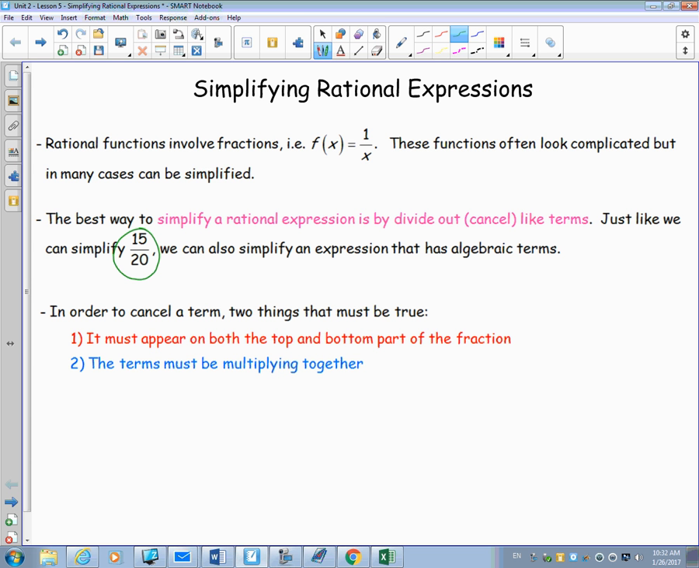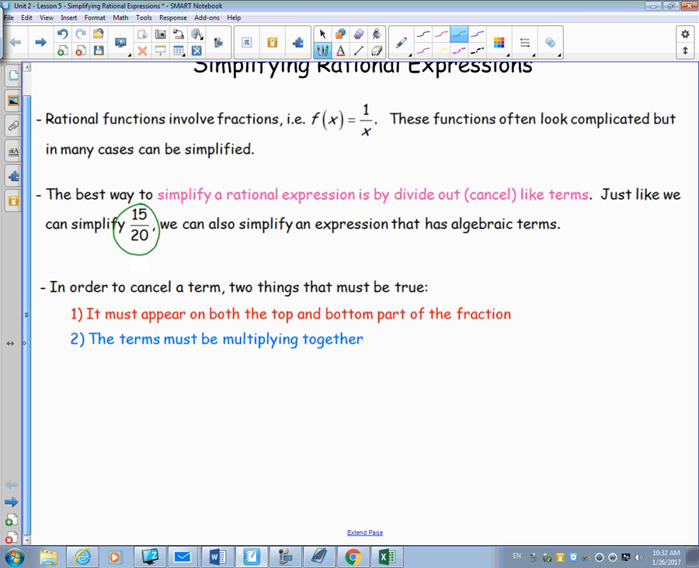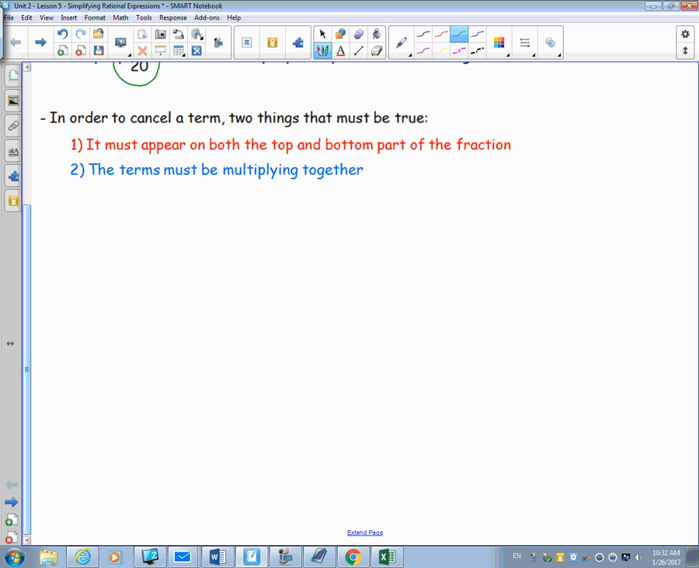2 rules to be able to do that. Number 1, things have to appear on both the top and the bottom part of the fraction, and the terms must be multiplying together. So for example, if we were to take the number 15 over 20, now I know you guys know it's 3/4, but I hope you would agree that I can write 15 over 20 as 3 times 5 and 4 times 5.